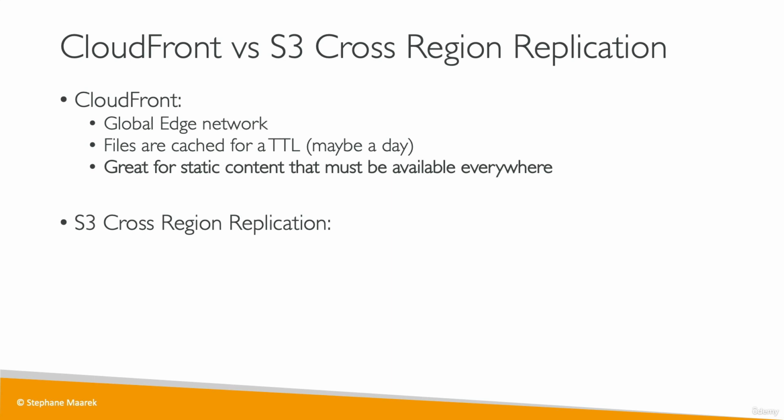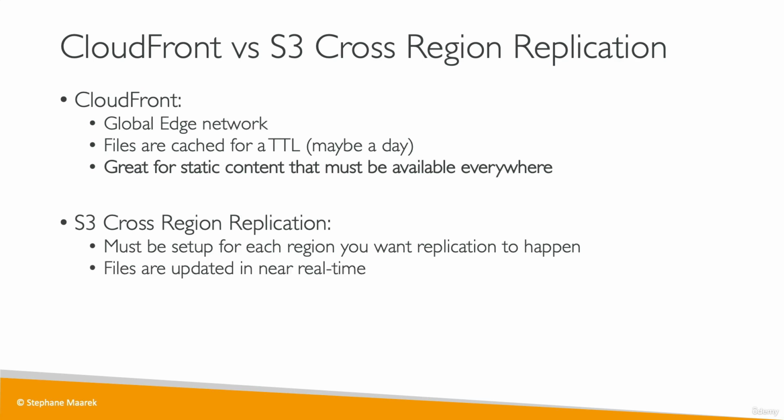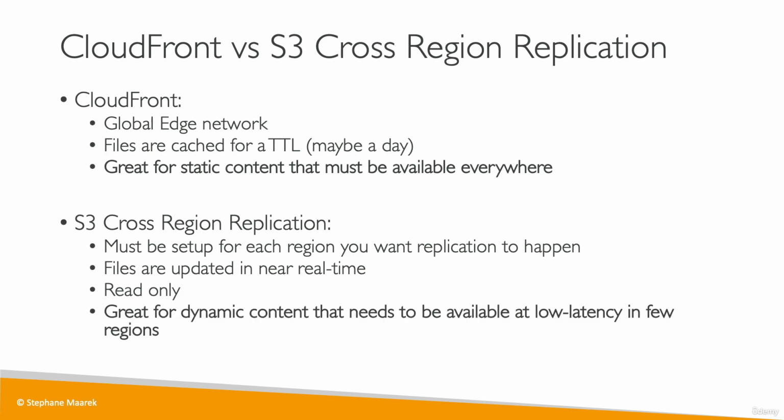S3 cross-region replication is different. It must be set up for each region you want replication to happen, so this is not for every region in the world. And then files are going to be updated in near real time, so there's no caching that happens, and it is only for read-only. So this is great if you have dynamic content that needs to change all the time and be available at low latency in a few regions. So they serve very different purposes. CloudFront is a CDN, which is to cache content all around the world, whereas S3 cross-region replication is to really replicate an entire bucket into another region.